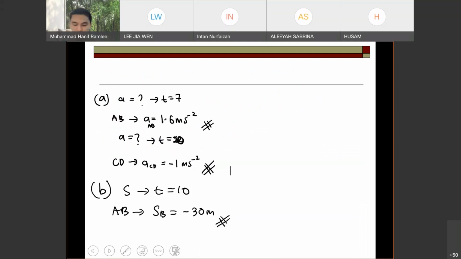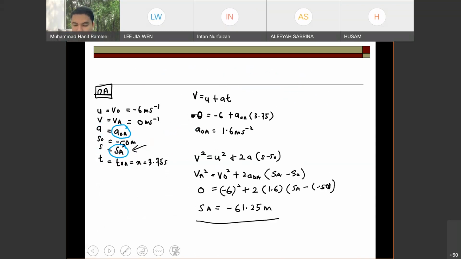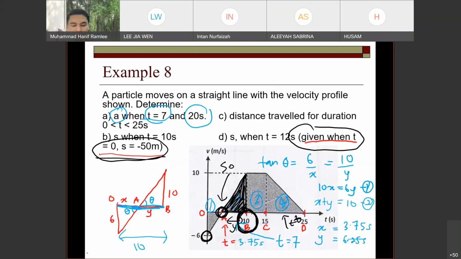Okay, C. What is question C? Distance travelled for duration 0 until 25. So for this question you have to again draw the path, to find the distance travelled. To draw it, you already have the SA, the SB, the SC and the SD.